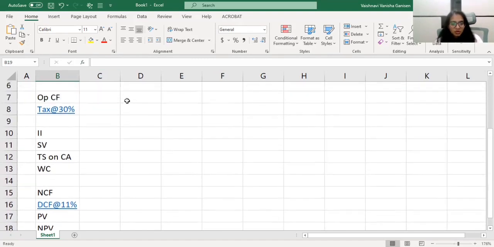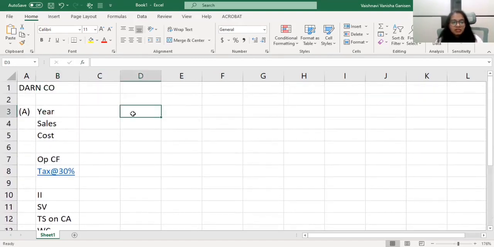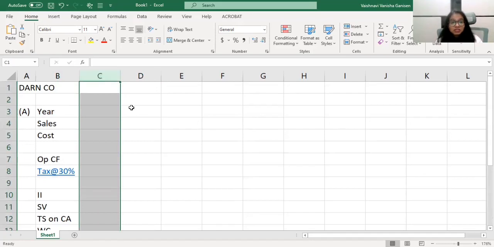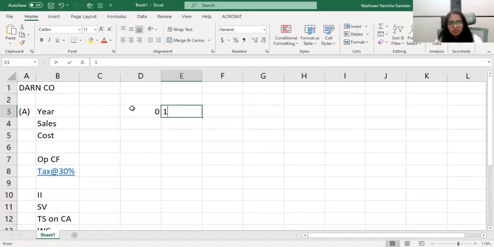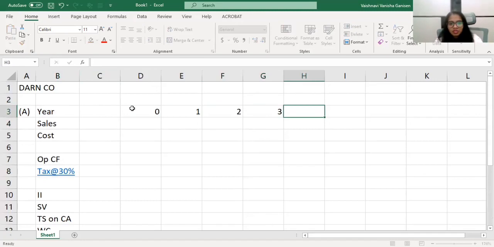Okay, now when you do a question like this, remember, leave a line here, a column here. You start with year 0, 1, 2, 3, 4, 5. Okay, now what you do is you start with your sales working. What is your sales revenue? Sales revenue in year one is 1250. It will increase with the annual inflation rate of 4.7%.